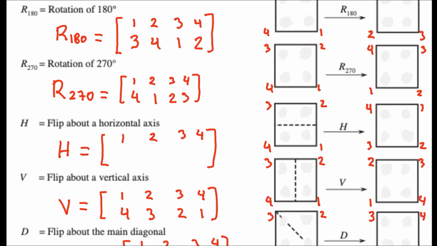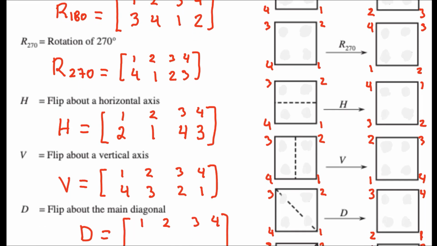So in that case, what's going to happen? So 1 goes to 2. And 4 goes to 3. 3 goes to 4. And 2 goes to 1. So that's what you see here. 1 goes to 2, 2 goes to 1, 4 goes to 3, 3 goes to 4 by doing this flip. I hope that was clear.